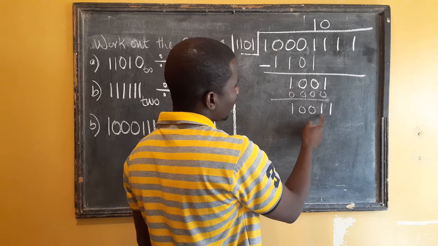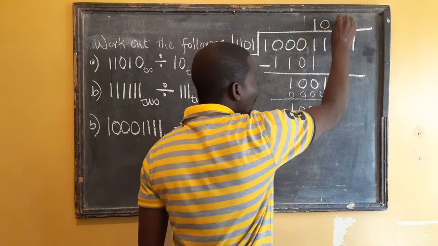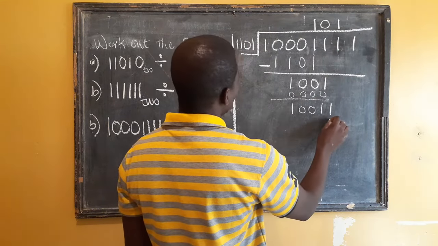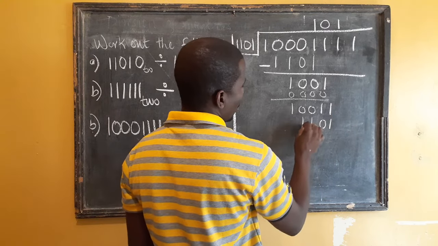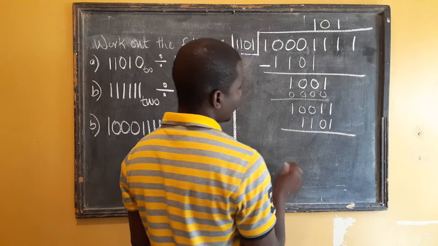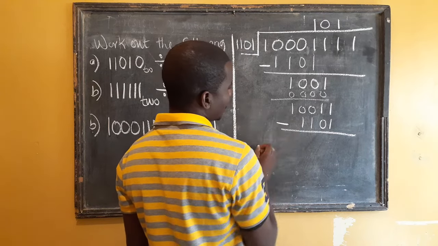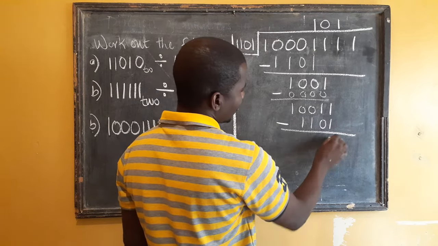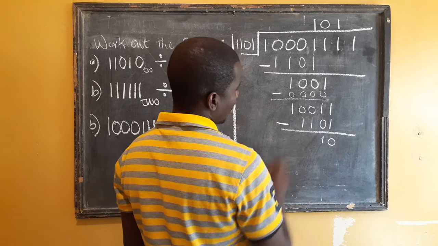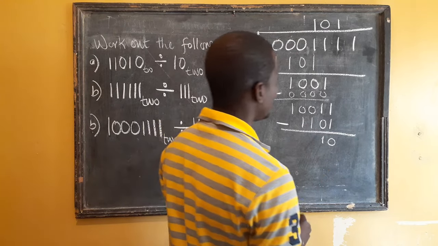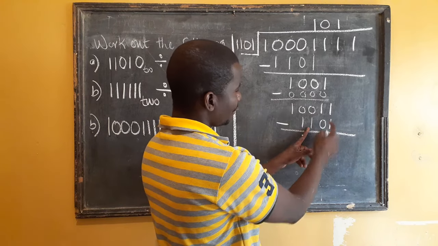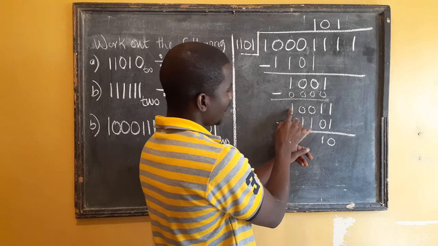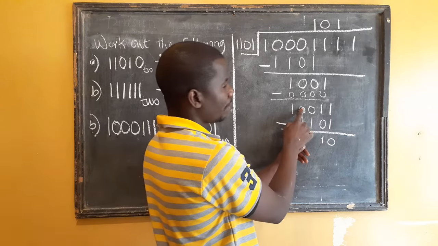Can this go into this one? Yes. How many times? It will be always 1. Then you multiply. This will give you 1, 0, 1, 1. Okay? We subtract here. What do we get? 0, 1. Again, we do the same thing here. This will be 0. This is 1. So when we get this one, it will come here as a 2.